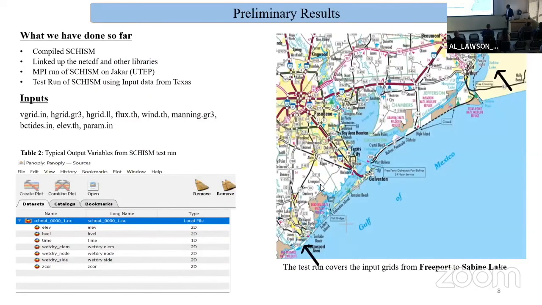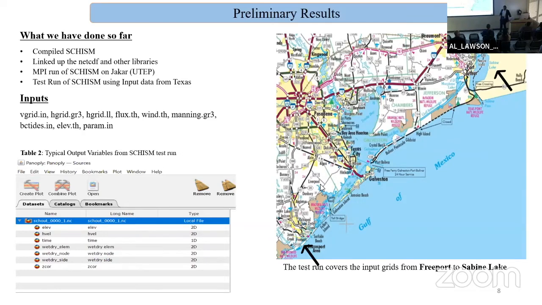So what we have done so far, I didn't mention it earlier, but it's pertinent for me to mention here that we are still at the inception stage of this project. What we have done so far is that we have compiled the model and have run a test run using input data that is not from Pass.